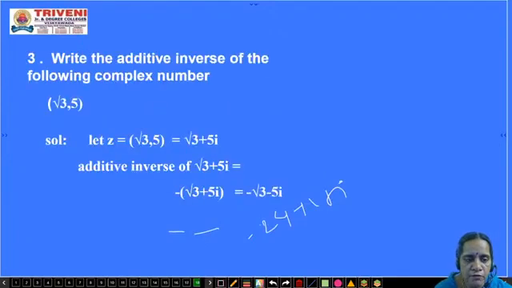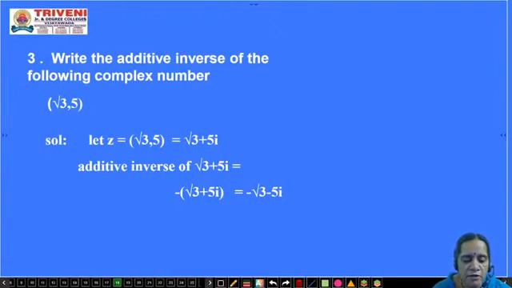Okay, and then we are going to the next one, the additive inverse of a complex number. The additive inverse is the same as the negative of a complex number. These two are equal. Then we have to find z is equal to root 3 comma 5. This can be written in the complex number form a plus ib, that is root 3 plus 5i. The additive inverse is minus z. Minus z means minus of root 3 plus 5i, that is minus root 3 comma minus 5i. This is also one example of the negative of a complex number.